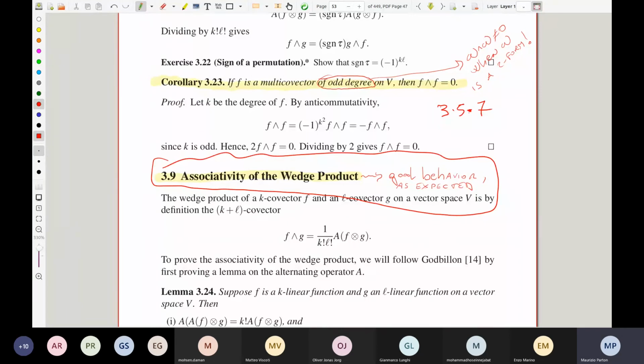So you ask, is the wedge product associative? Otherwise, I will quit my job. Yes, it is, and I am writing you good behavior as expected. Actually, it is not forbidden by the law to be not associative.